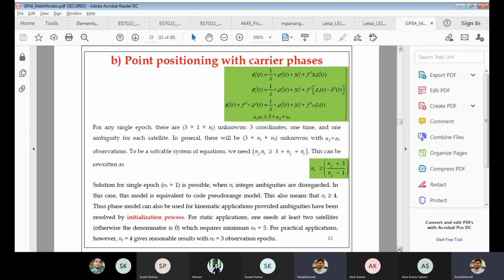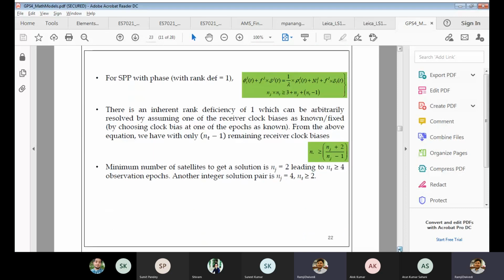चलिए, if there is no question then we can move to next one. तो इस वाले स्लाइड पे देखिए, आपने क्या किया है, एक रैंक डिफिशियंसी इंट्रोड्यूस की है, और किसमें की है? क्लॉक में। दैट मींस यू आर सेइंग दैट फॉर वन इपॉक you are knowing this clock error value, so the Nt is written as Nt minus 1. So Nj into Nt should be greater than equal to 3 plus Nj plus Nt minus 1.